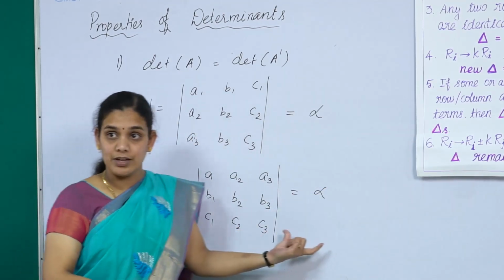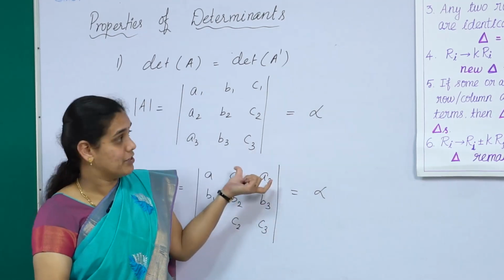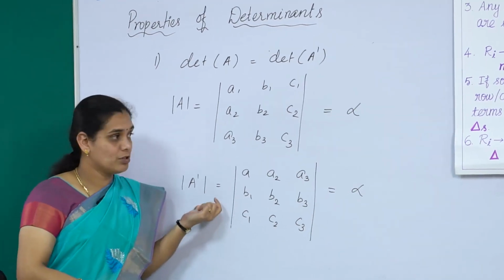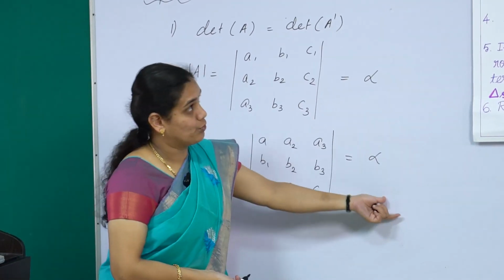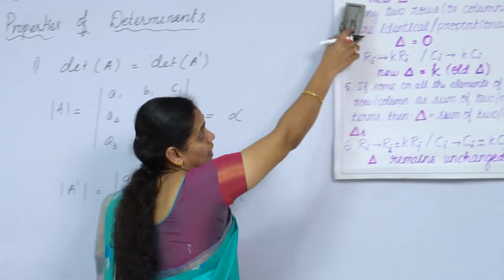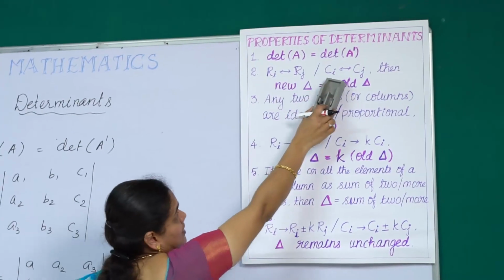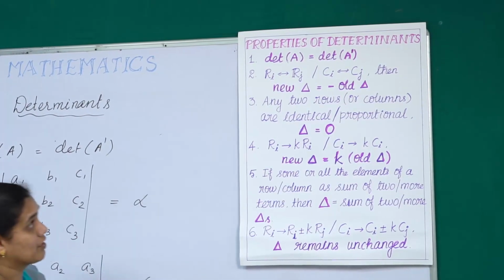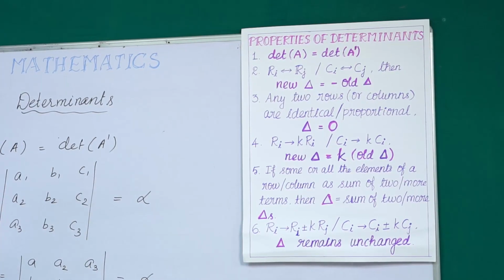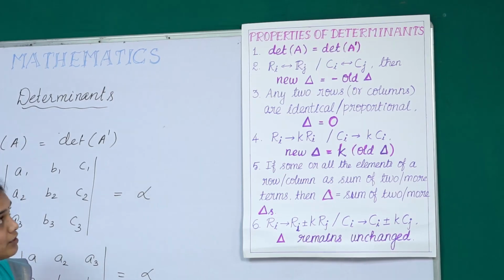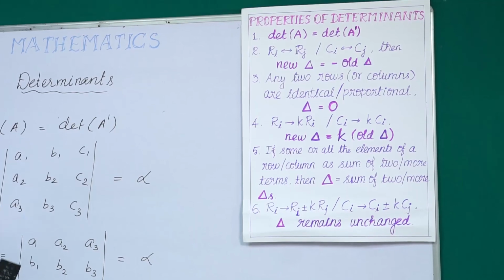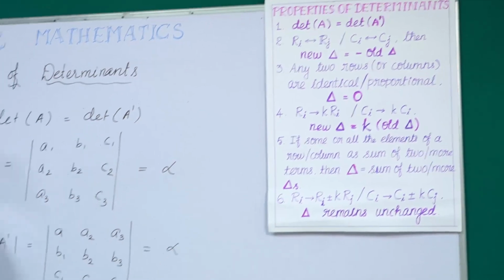This one you can easily check by taking a 3 by 3 matrix or 2 by 2 matrix and finding the determinant of A, and then later you find the determinant of the transpose, you will find the answer is the same. It is true for all the determinants. Then the second one is Ri getting interchanged with Rj, Ci getting interchanged with Cj. There we took the transpose, that means we are interchanging the rows into columns and columns into rows. But in the second one, we interchange any 2 rows or any 2 columns, not everything, only any 2 rows or any 2 columns.